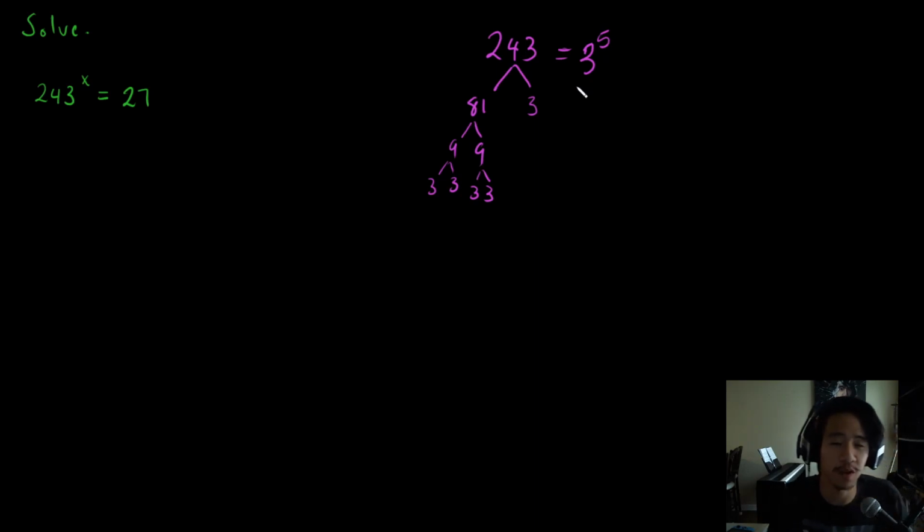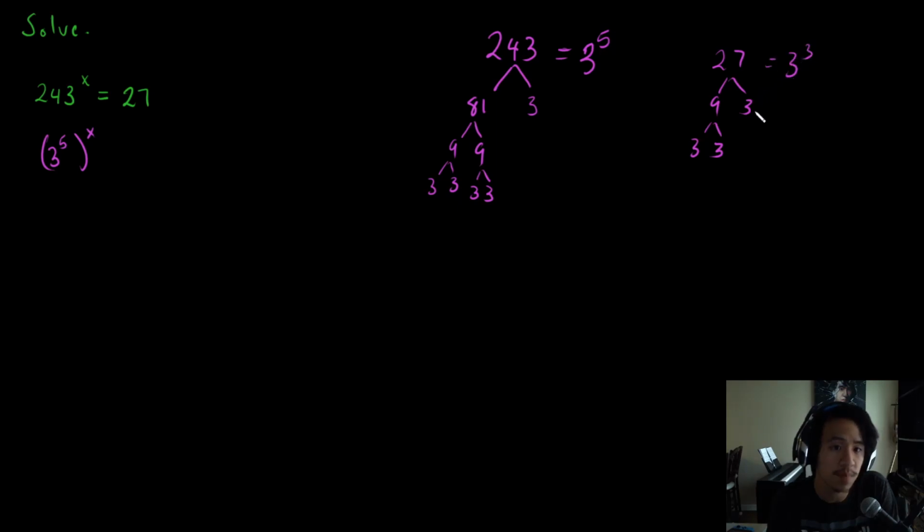So we're going to go ahead and rewrite it as 3 to the 5th. So 243 is equal to 3 to the 5th, and it's raised to the x power. And we're going to do the same for 27. So here's 27 is 9 times 3, and 9 is 3 times 3. So 27 is equal to 3 to the 3rd power because we have 3 3s. So we can rewrite 27 as 3 to the 3rd.